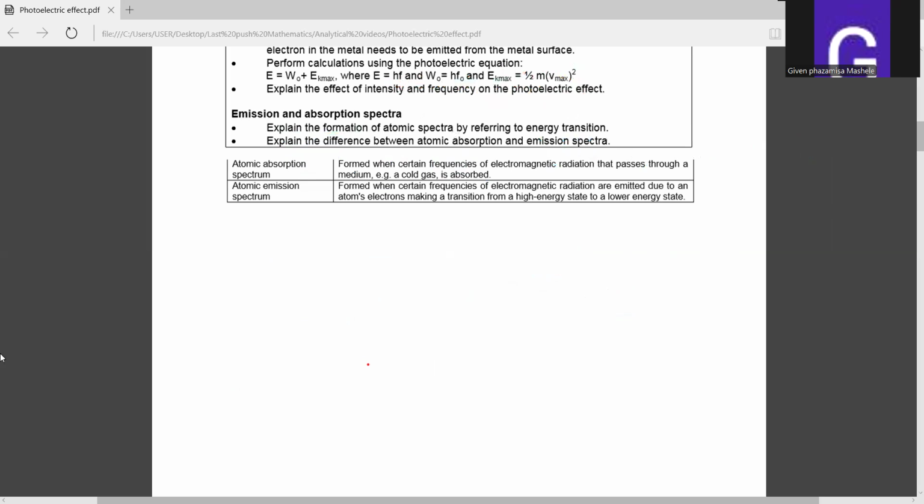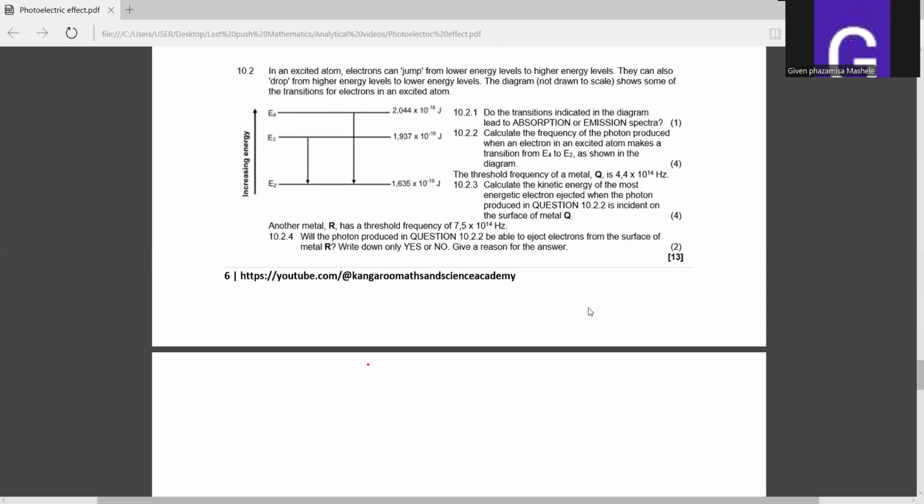Okay, let's now move on. I just want to find a place where I can do the summary. Right, let's say we have a light. Consider a light.